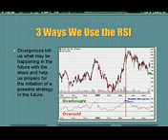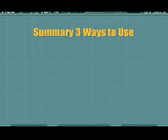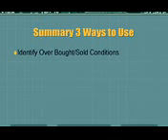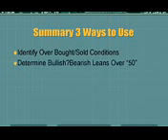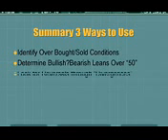Here's a summary of 3 ways we're going to use the RSI: to identify overbought and oversold conditions, to determine whether it is bullish or bearish leans over or under 50, and we're going to look for reversals through divergences.